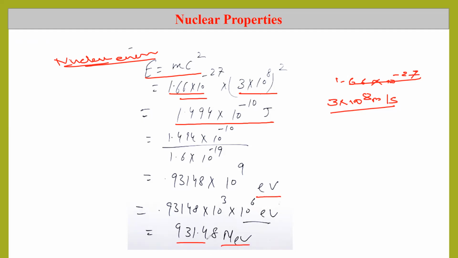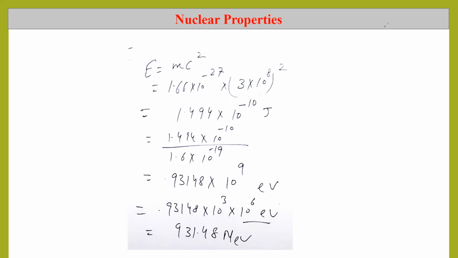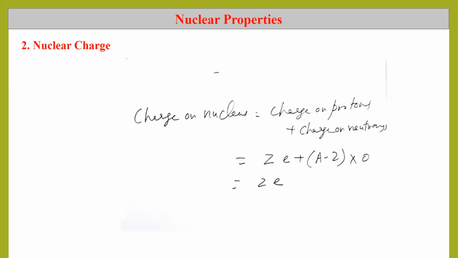So at the end we will have 931.48 mega electron volt energy. It is the nucleus energy. 931.48 mega electron volt energy you have to remember, because this value is used for solving nuclear chemistry questions. The questions that come, to solve them this value is important. So we have to remember this.